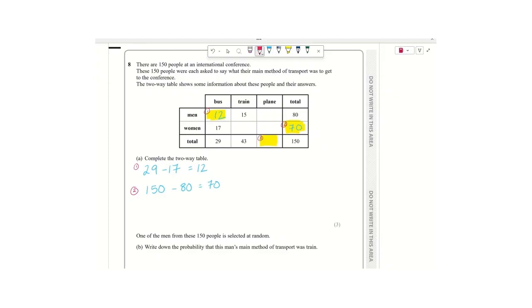And then if we put our 3 here, we know that the total of buses, trains and planes must equal 150, because that's how many people went there. So if I do 150, take away the 29 people on the bus, take away the 43 people on the train, that will tell me how many people went on a plane, which is 78. So this number is now 78.